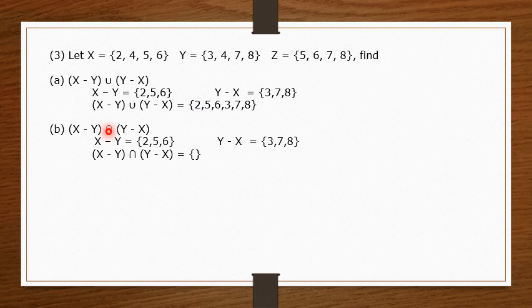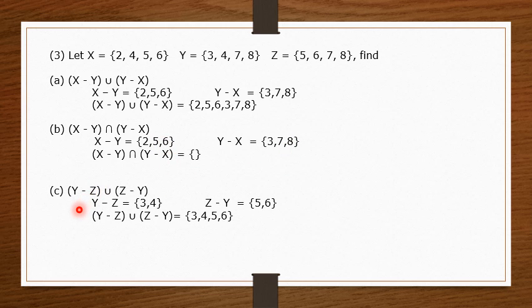Next question, x minus y intersection y minus x. Here, x minus y and y minus x we already calculated. Now, what are the common elements in x minus y and y minus x? Does there exist any common element? No. So, x minus y intersection y minus x is an empty set because there exists no common element.